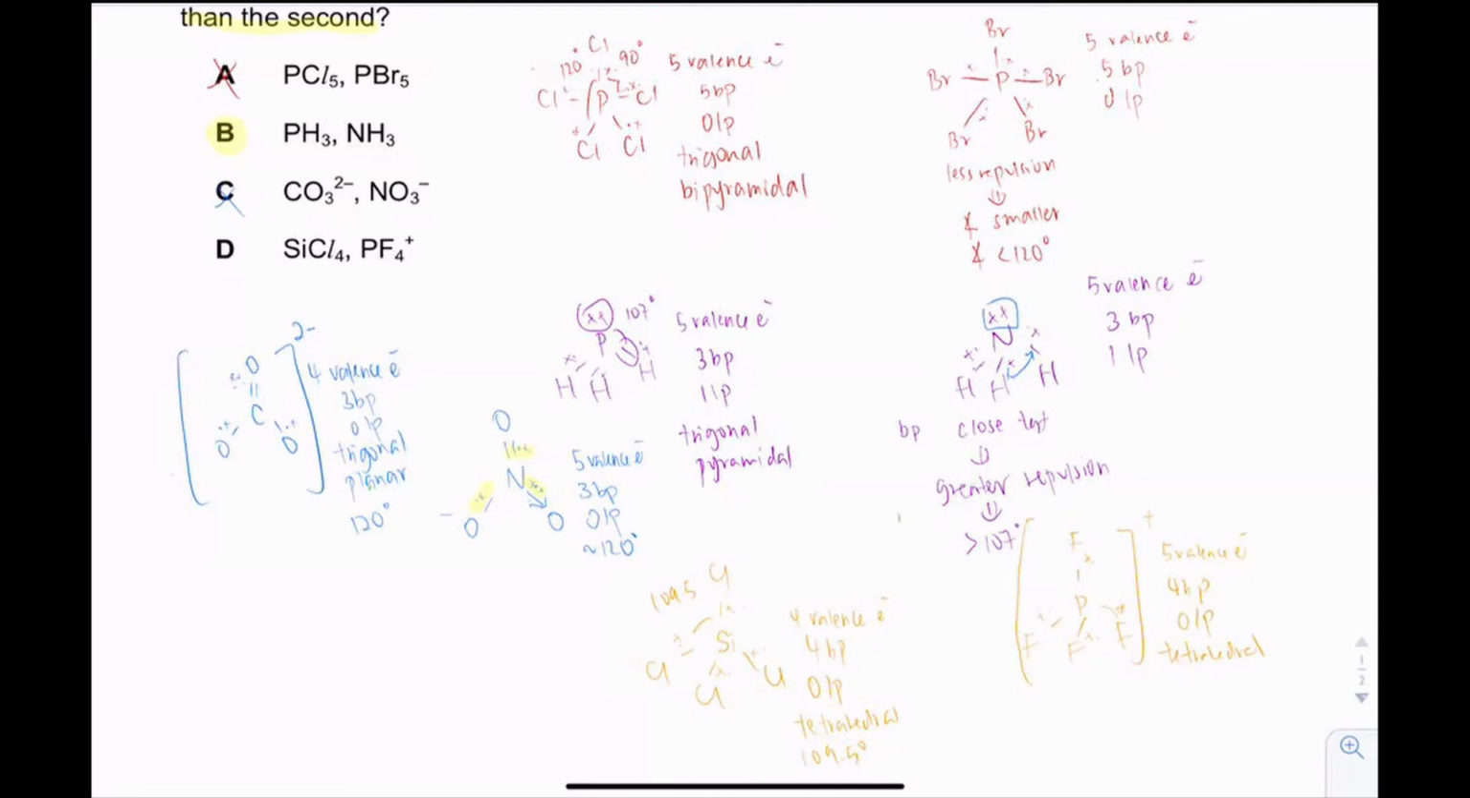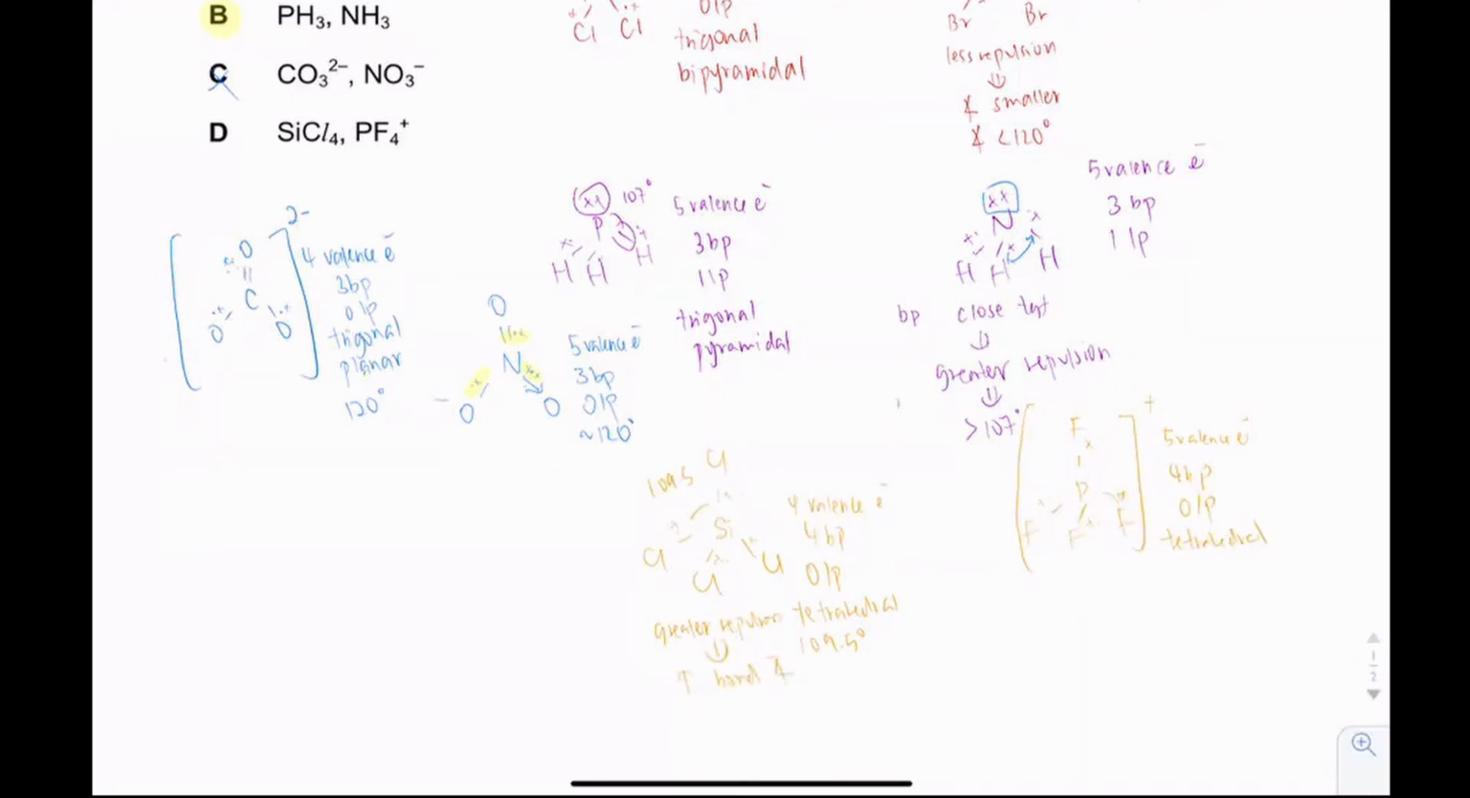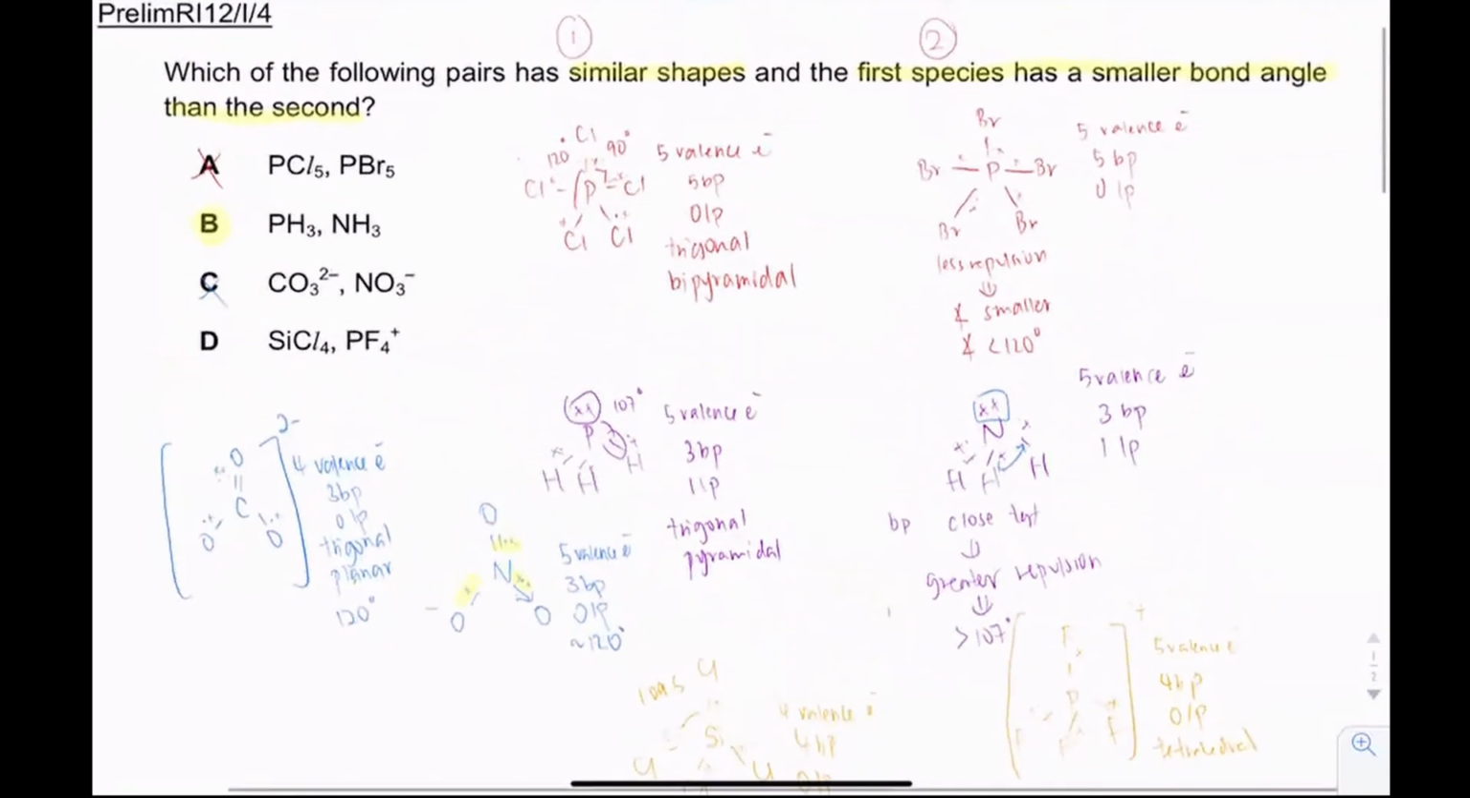So therefore, over here, SiCl4 will experience greater repulsion between the bond pairs since the bond pairs are closer together to each other. So therefore, there will be a larger bond angle. So therefore, this does not fit into point number 2. SiCl4 does not have a smaller bond angle. Hence, the answer is B.